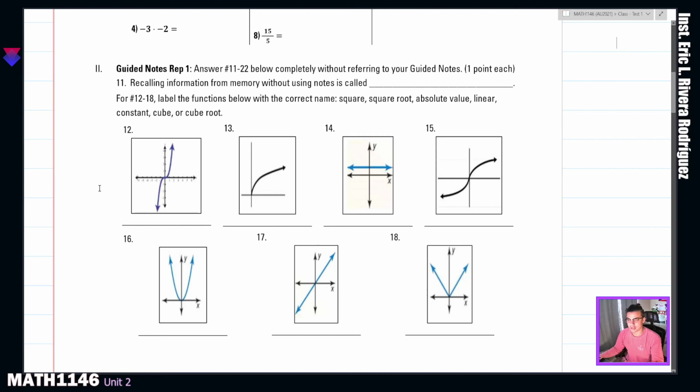Okay, see here that you need to be able to identify the name and the equation of the functions just by looking at the shapes of the graph. Okay, for example, we were working with the absolute value. So you need to know that this one is the absolute value function, and also that its equation is absolute value of x.